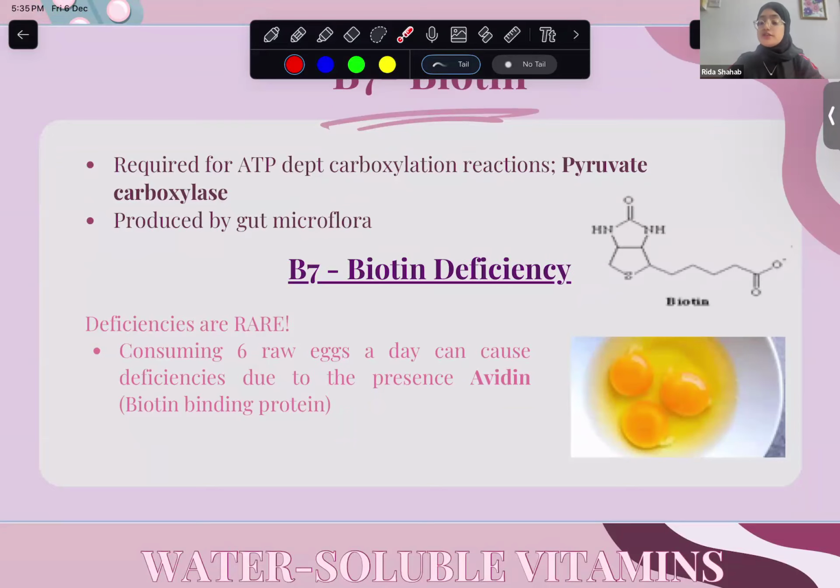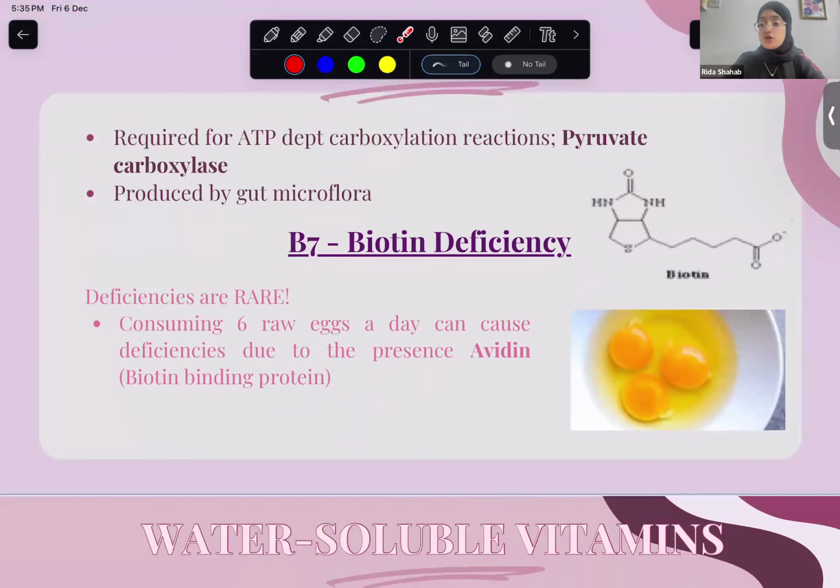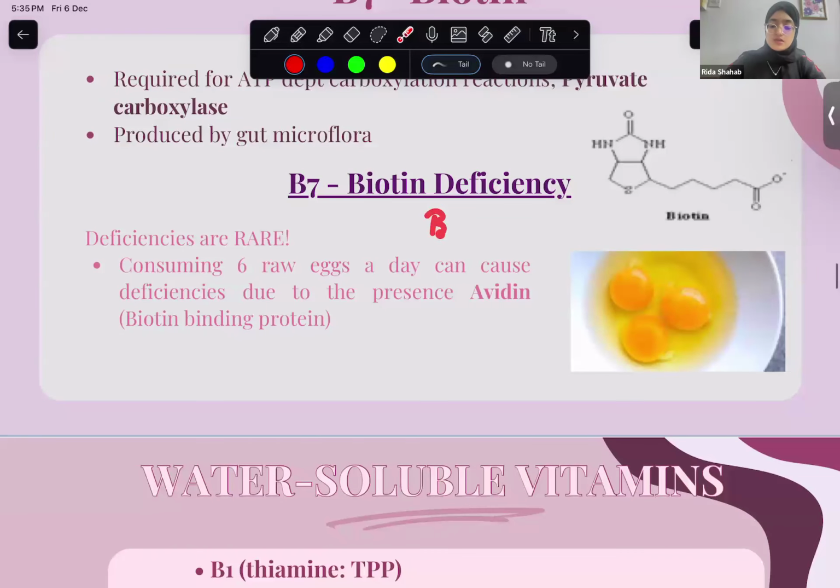B7, which is biotin deficiency, is a really rare deficiency unless you start consuming raw eggs, because raw eggs contain avidin, which is a protein that binds to biotin. When this protein binds to biotin, it's not going to let it get absorbed in your body, and that is why you're going to get deficient. Okay, so B7 is a rare deficiency. It's rare unless you start consuming raw eggs like 6 times a day.